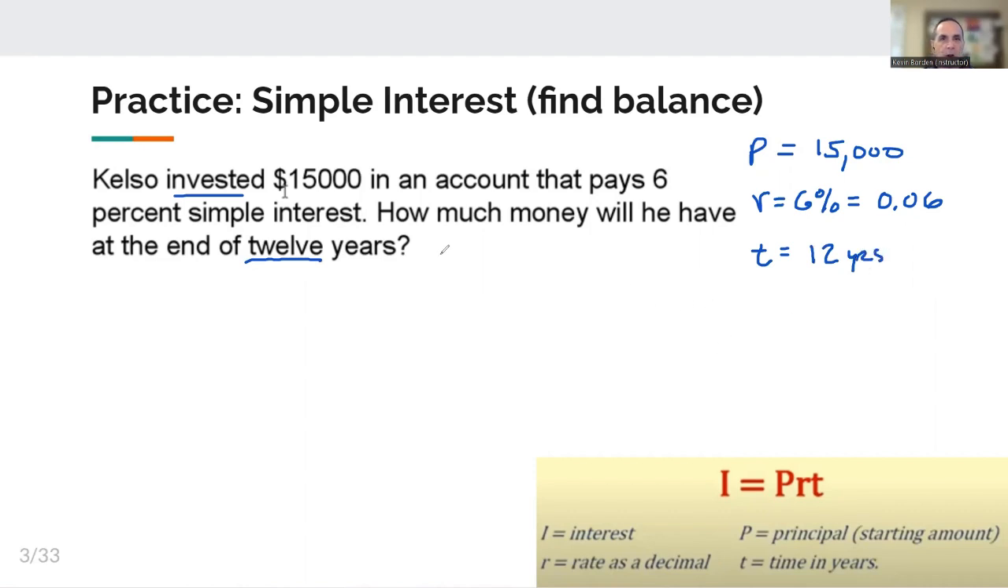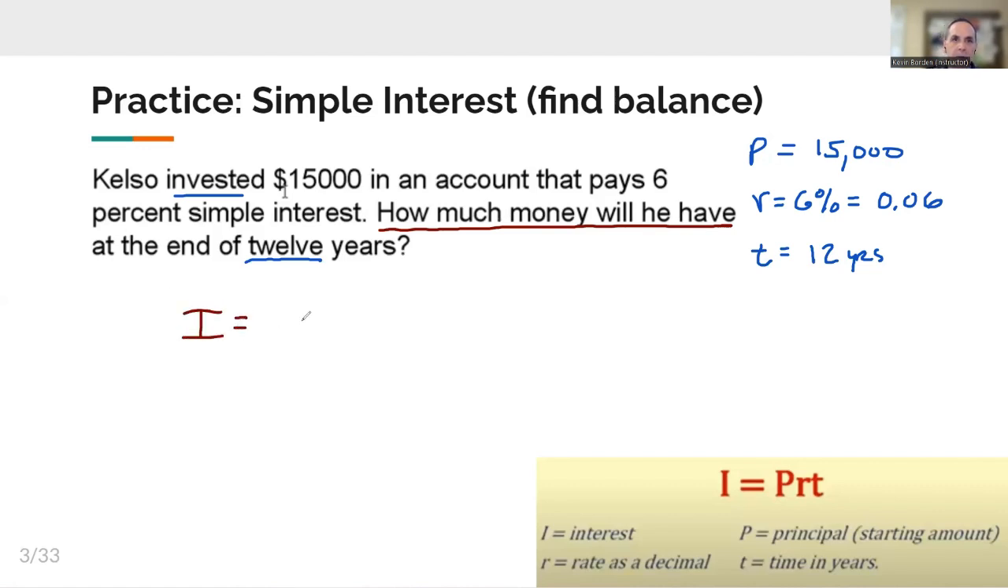And then we're ready to go. But we do want to pay attention to whether they're asking for the interest or the total amount. This may be a little bit harder to interpret, but how much money will he have means the total amount. Kelso expects his original $15,000 plus the interest. So let's do the calculation.